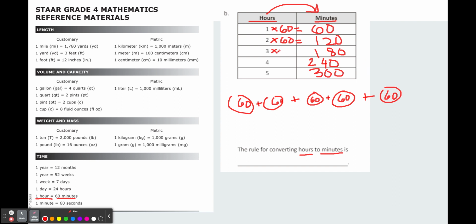3 hours, I have 3 groups of 60. That's going to give me 180 minutes. If I have 4 hours, I have 4 groups of 60. That gives me 240 minutes, and so on and so forth. So the rule for converting from hours to minutes is I'm going to take my hours and multiply that by 60, and that's going to give me my number of minutes.